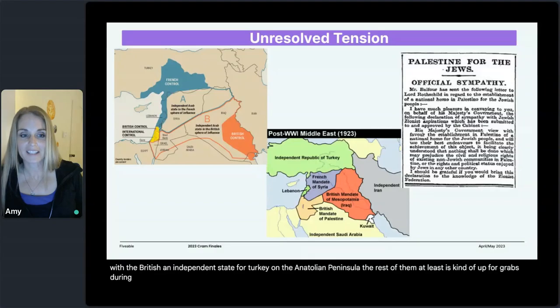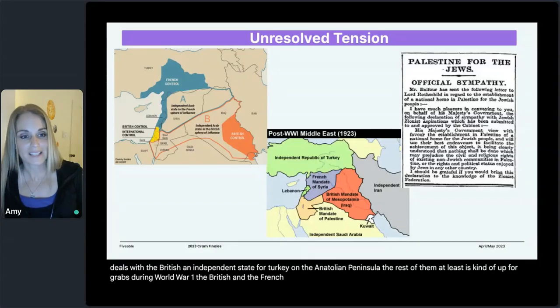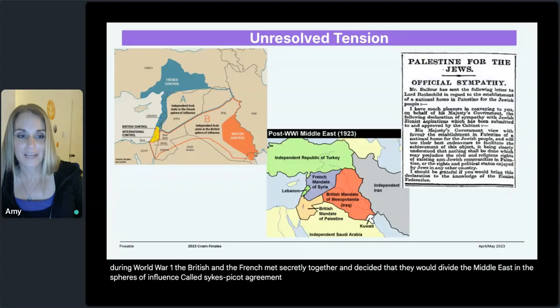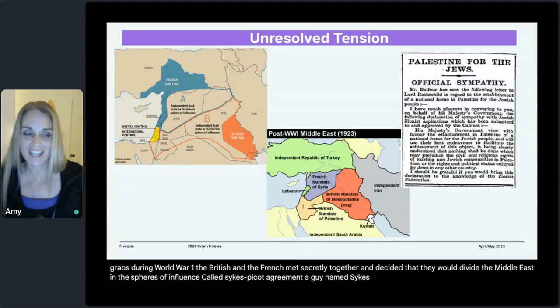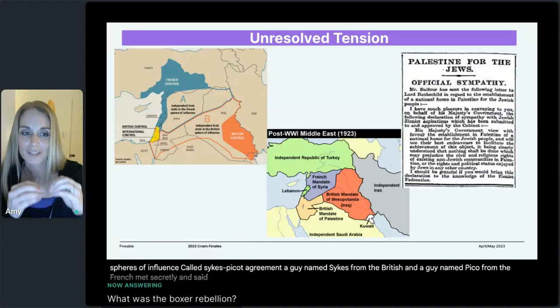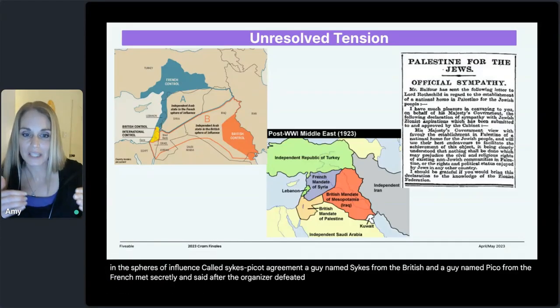During World War I, the British and the French met secretly together and decided that they would divide the Middle East into spheres of influence. You can see a map here. This was called the Sykes-Picot Agreement. A guy named Sykes from the British and a guy named Picot from the French met secretly and said, after the Ottomans are defeated, let's divvy up the territory.